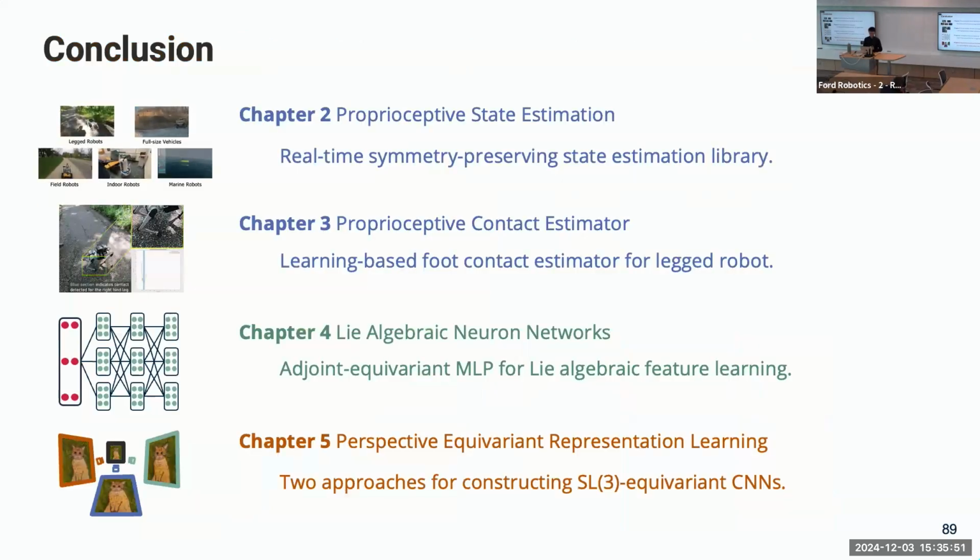So in conclusion, this thesis has four main chapters. The first one is a real-time symmetry preserving state estimation library that runs on a variety of different robots. The second one is a learning-based foot contact estimator for legged robot state estimation. The third one is a joint equivariant MLP for algebraic feature learning. In the last one, I talk about two approaches for constructing SL3 equivariant CNNs.